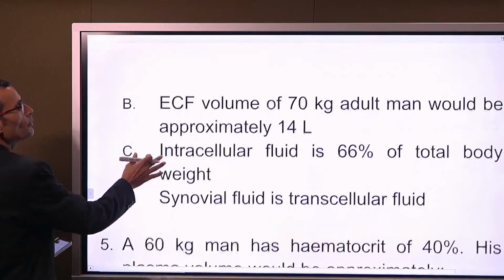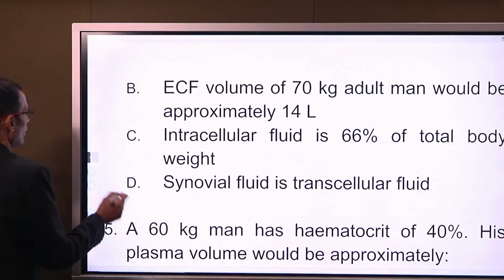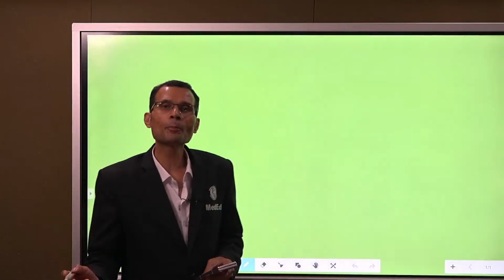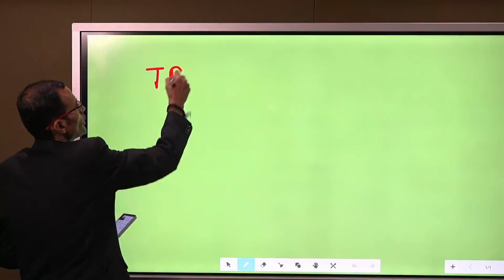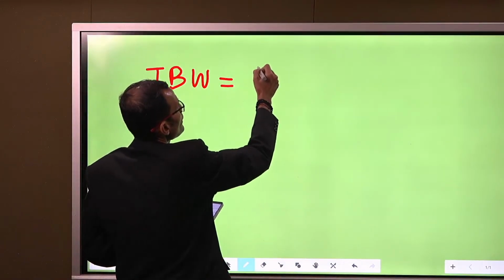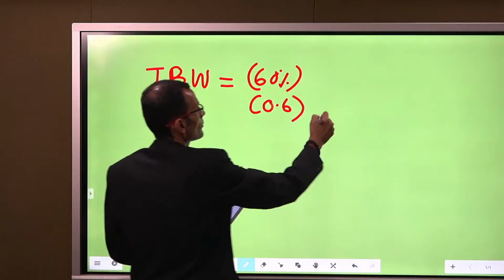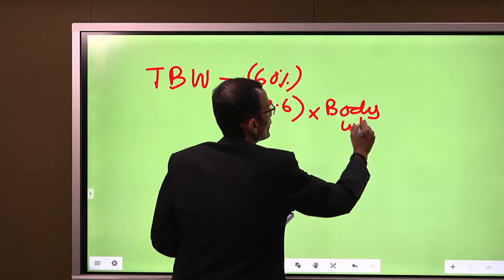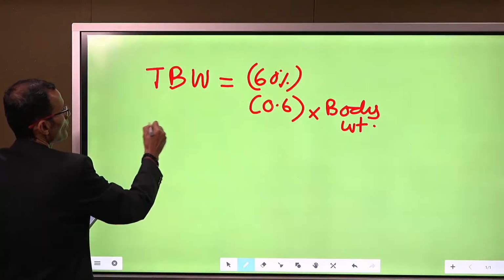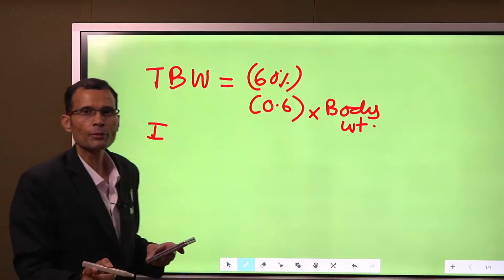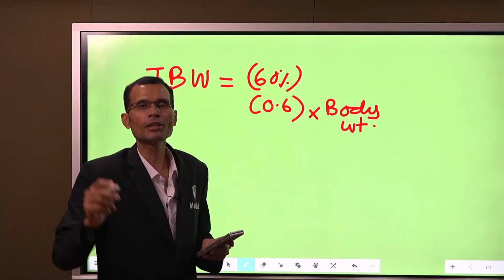Okay, ECF volume in a 70 kg adult man would be approximately 14 liters. You know the body fluid compartments. The body fluid compartments are divided like this. Total body water is 60% of the body weight, or 0.6 into body weight. There is a table in this, so look at what the table is. Out of this, 2/3 is ICF and 1/3 is ECF.